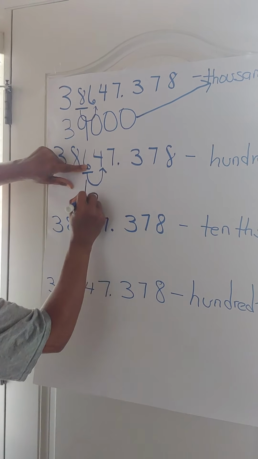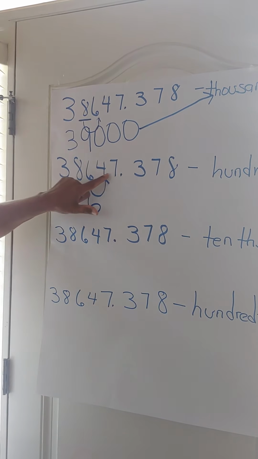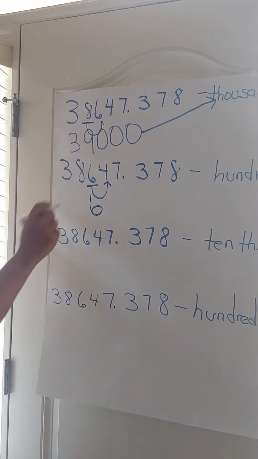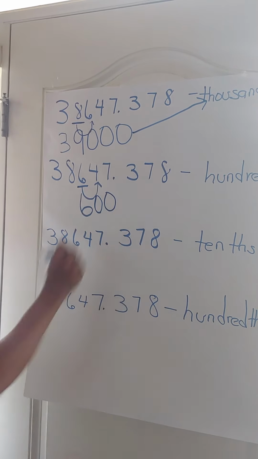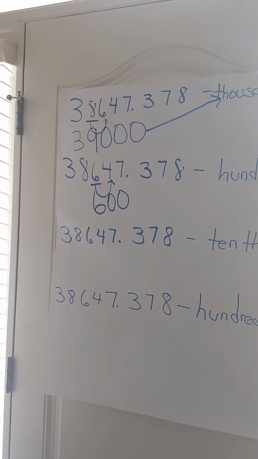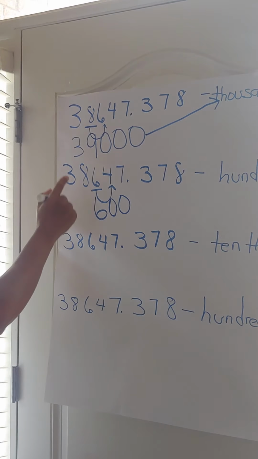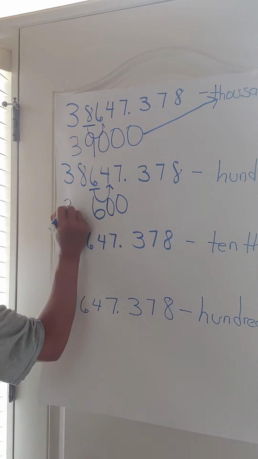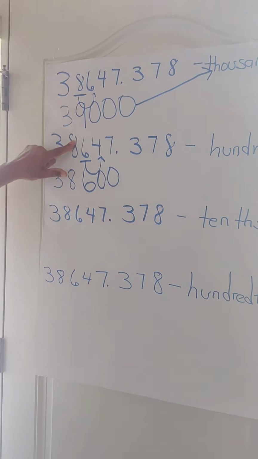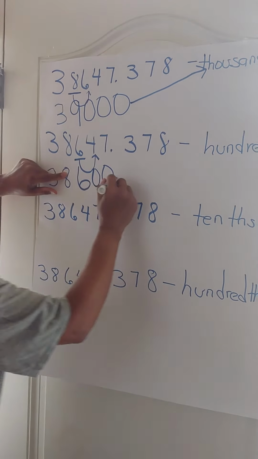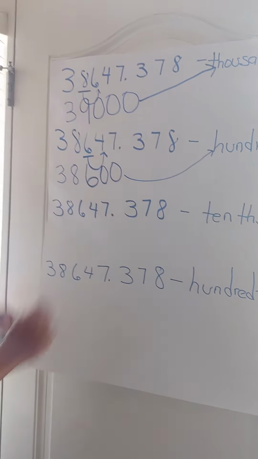So I can put that 6 there. All numbers to the right go to 0. So this 4 becomes a 0, this 7 becomes a 0, and all numbers to the left stay the same. So this 38 would remain 38. So now I've rounded this digit to the hundredths digit.